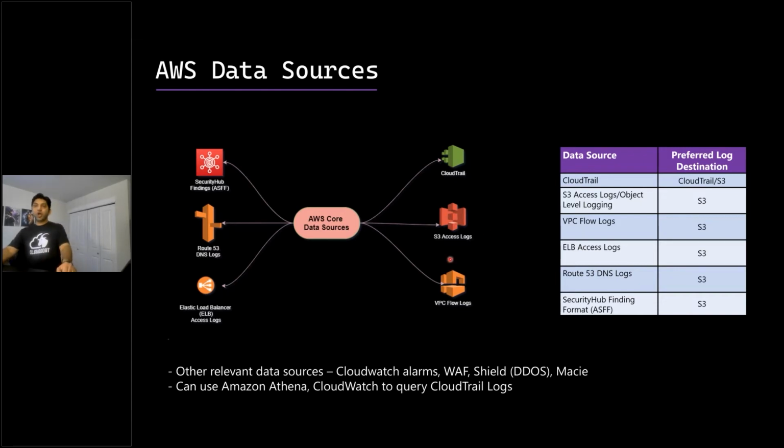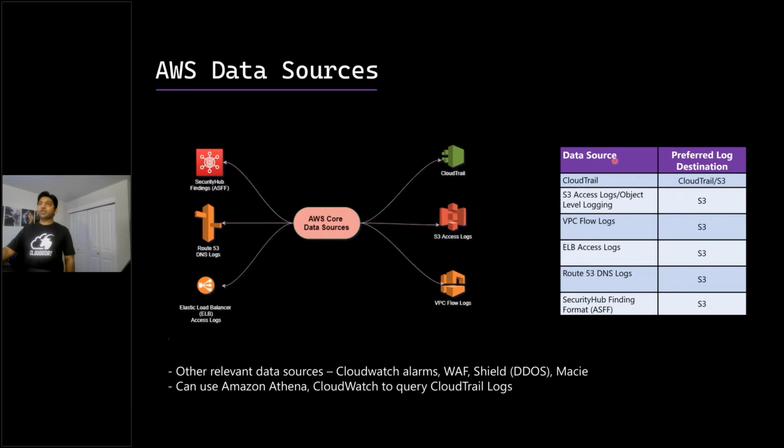From the network logs perspective, we have VPC flow logs, load balancer logs, DNS logs, et cetera. GuardDuty is AWS's own built-in alerting platform that you can leverage when you're writing detections. There are also other relevant data sources worth considering, like CloudWatch alarms, web application firewall or DDoS logs, and Macie, which is a machine learning service.